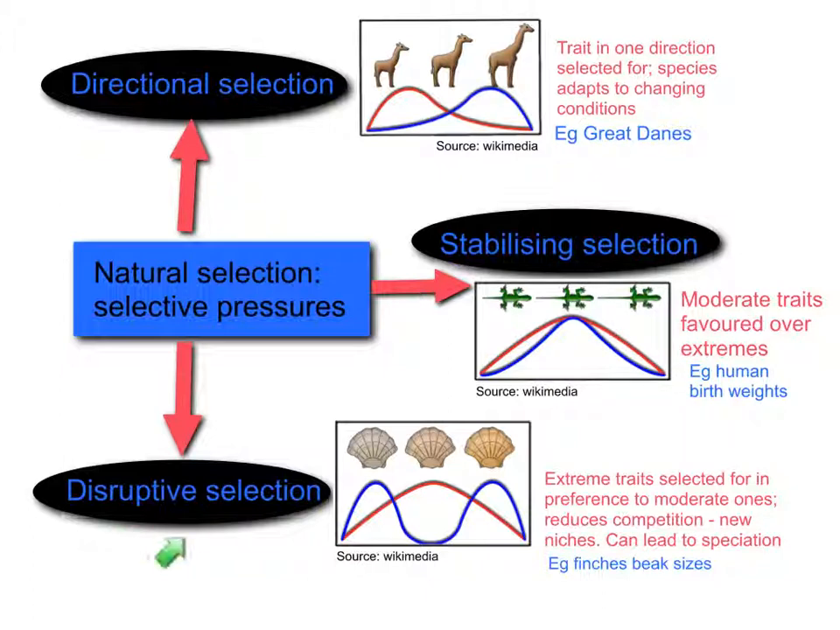The last type of selection that we'll look at is disruptive selection, and this tends to take place in conditions that have a high degree of competition between individuals, either for space or for food or for some other necessity of their life, or it can also be when new niches open up for a particular population.